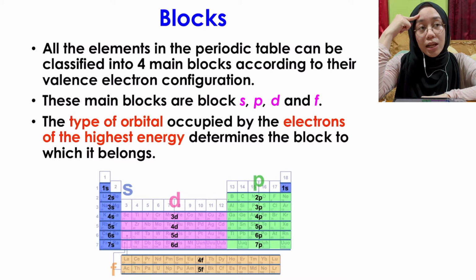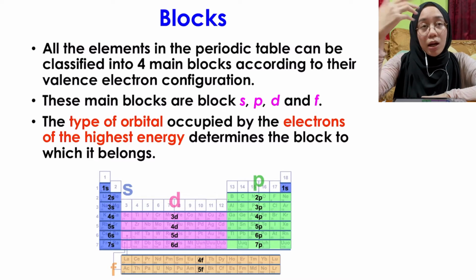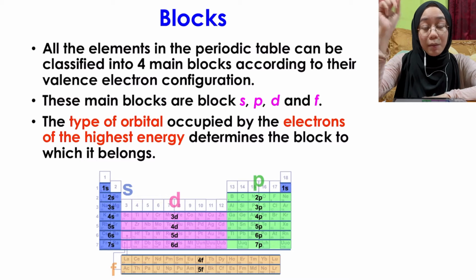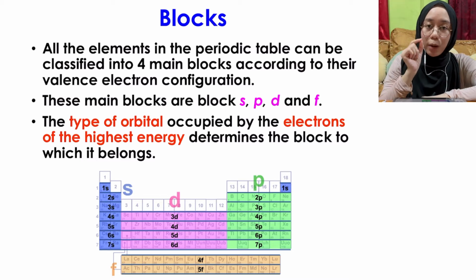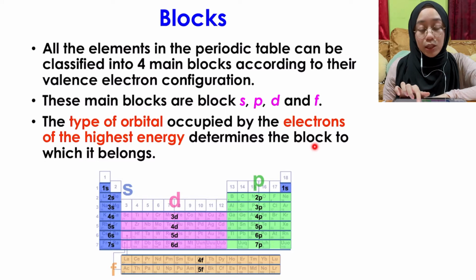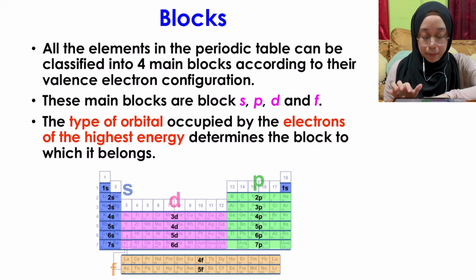Okay, so let's say the last one you fill is 4p, it means it is in the P block. If the highest you put is in 3s, it means it is in the S block. If the last one is in 3d, it means it is in the D block. So it depends on which particular orbital you put the valence electron in, the last one. It determines the block to which that particular element belongs.